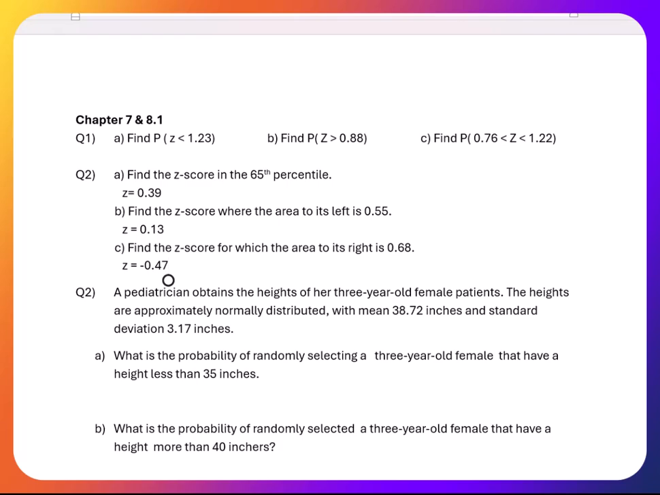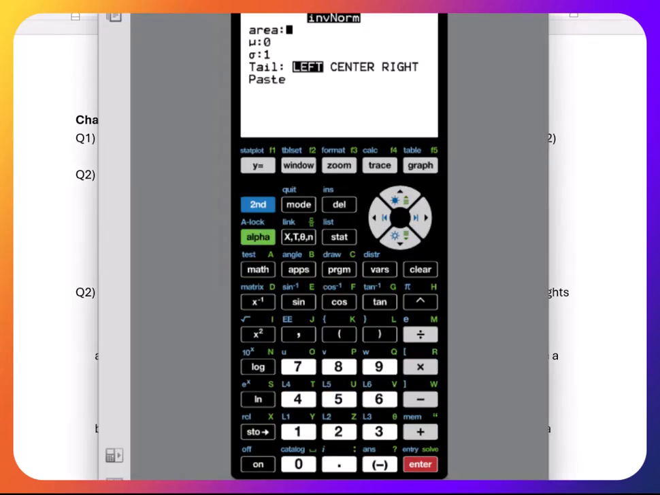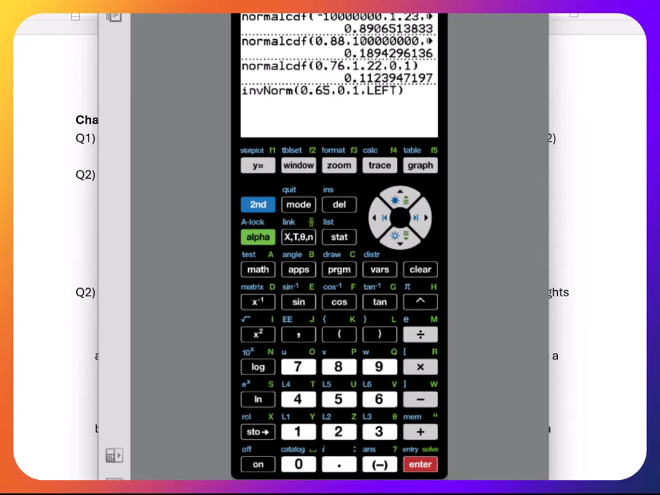The first one, 65th percentile. 65th percentile means the area is 0.65. And if your calculator doesn't have left, center, right, you always have to put the area to the left. Since it is a percentile, it's an area to the left, and just paste. Enter. And look, same answer that we got before.